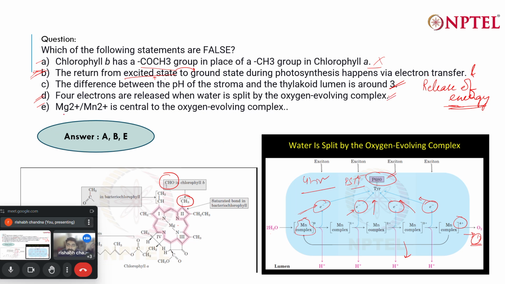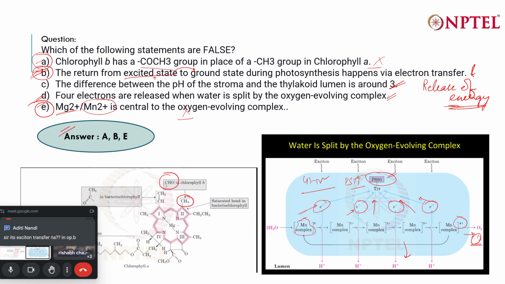Then, magnesium or manganese is central to the oxygen evolving complex. Actually, it's only manganese, not magnesium. So this is also false. So the false statements are A, B, and E. Okay. So the correct answer is A, B, and D.